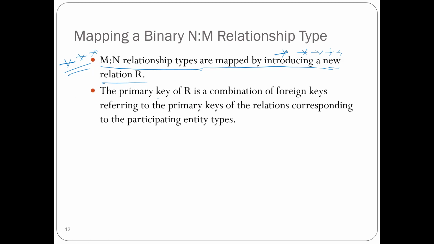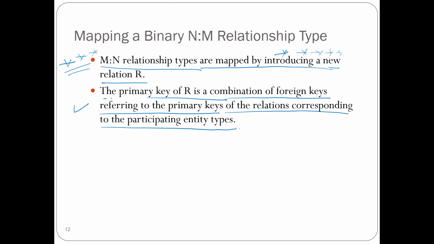Now, the primary key of R, which is a new relation that we are creating, is the combination of foreign keys referring to the primary keys of the relations corresponding to the participating entity types. I know we have a lot of information in this bullet, but the very moment you see the example, everything will fall in place. Okay, but it's worth going over one more time.